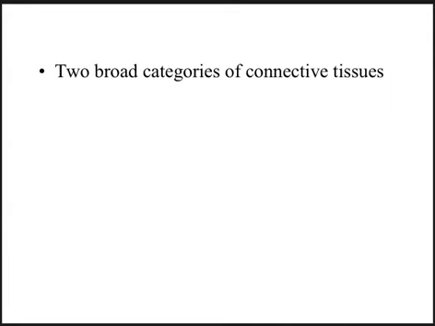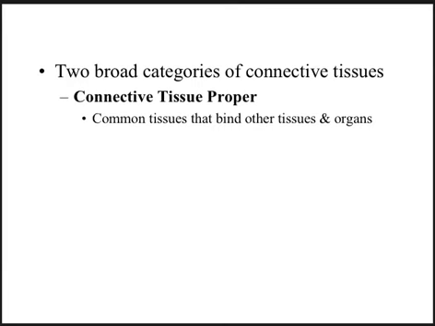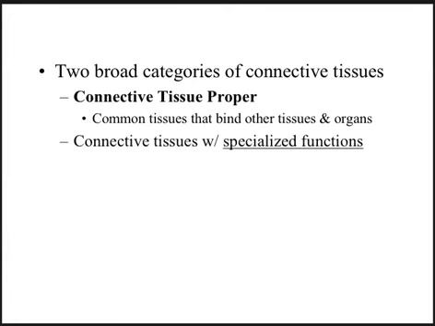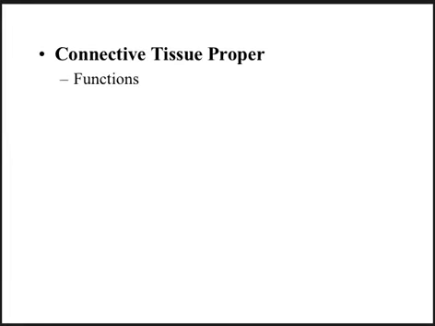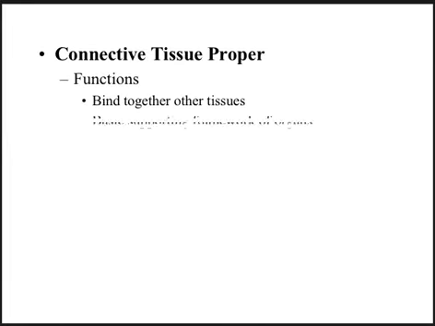So there's two broad categories of connective tissue. Connective tissue proper, where we have common tissues that bind other tissues and organs together. You could think of this like the body's spackling. And connective tissue with specialized functions. Connective tissue proper binds other tissues together.